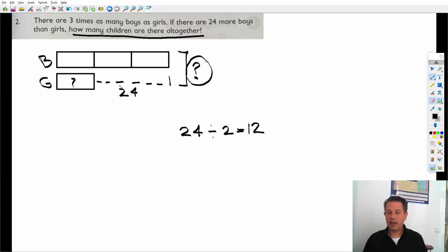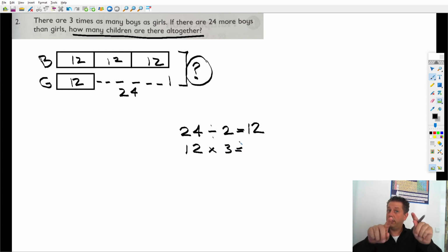Whoops, I can erase that little question mark. Erase, yeah, thank you. I can erase that question mark, and I know now that there are 12 girls in this story problem, and I know that there are going to be 12 boys, which means that I need to do my second equation, which is going to be 12 times 3. And 12 times 3 is, you guessed it, I hope, 36.